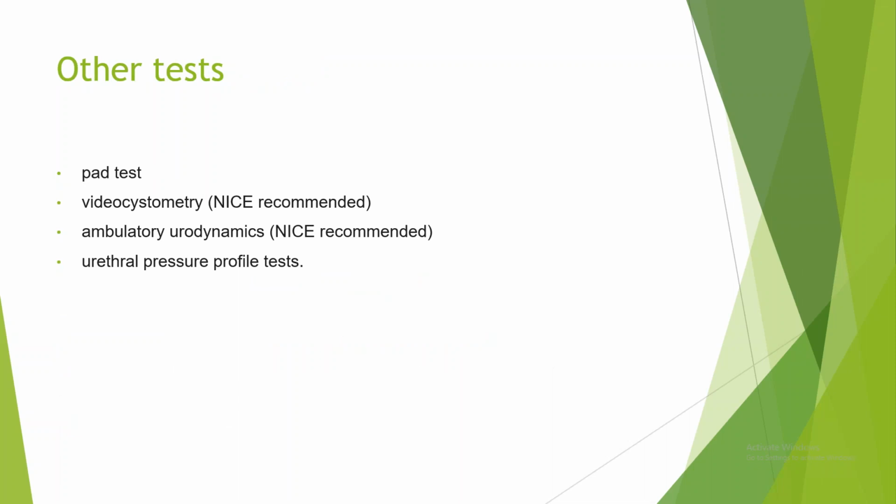So what are the other tests? This is for completion only. What other tests can be done if the patient doesn't want urodynamics? One is the pad test, then video cystometry, ambulatory urodynamics, and urethral pressure studies. Of these, NICE recommends only video cystometry and ambulatory urodynamics. NICE doesn't recommend the pad test. According to the 2019 guidelines and previous guidelines also, the pad test is not recommended for evaluation of urinary dysfunction.